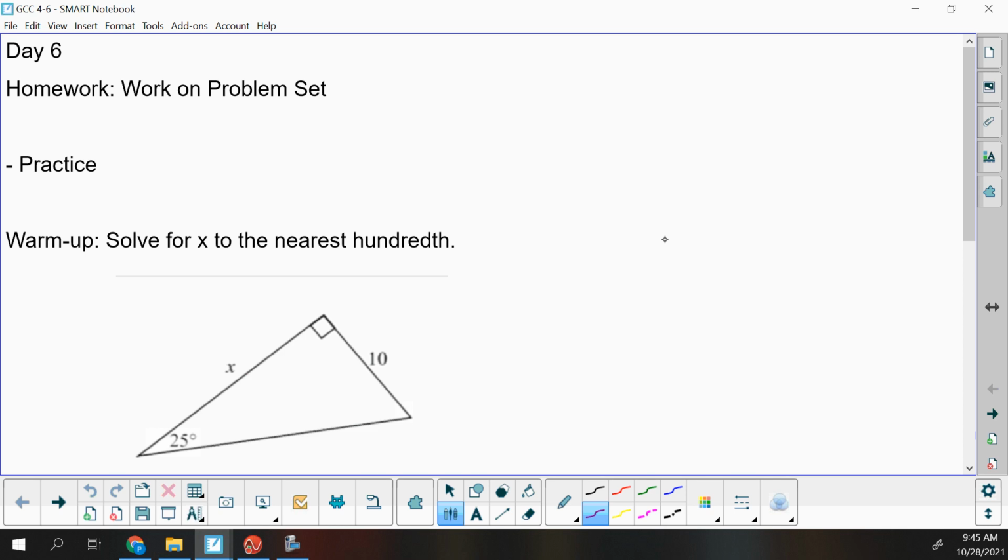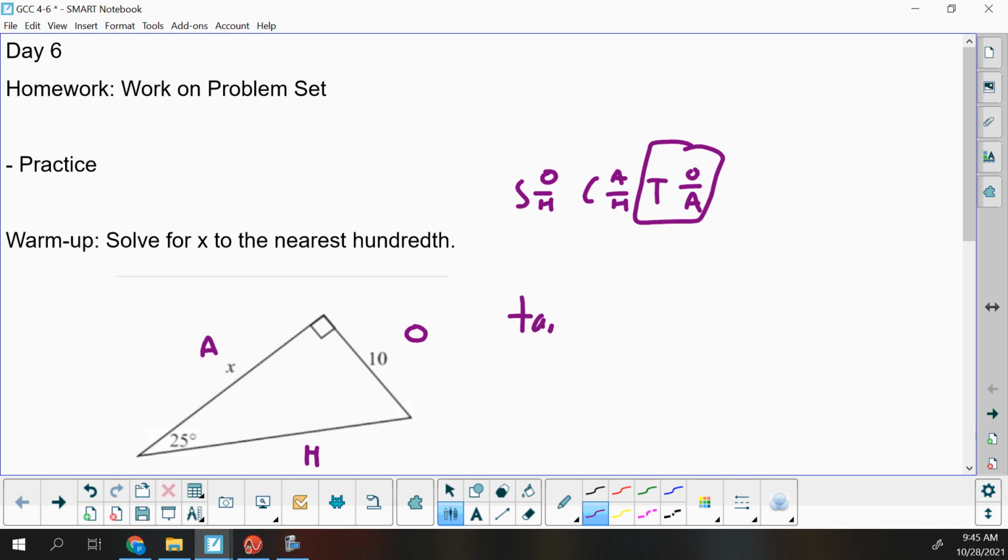All right, so from the 25, this is opposite, this is adjacent, this is hypotenuse. The ones we have things for are opposite and adjacent. So we want to think of our SOH CAH TOA. We have opposite and adjacent, so we should use tan. After the sine, cosine, or tangent, you always put the angle, so tan of 25 equals our opposite of 10 over our adjacent, which is x.